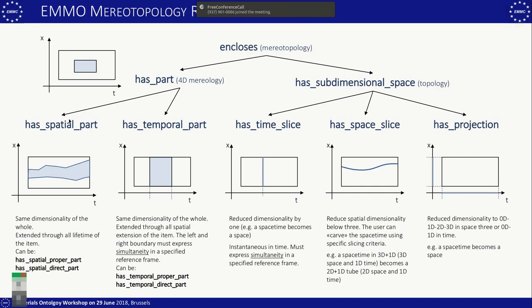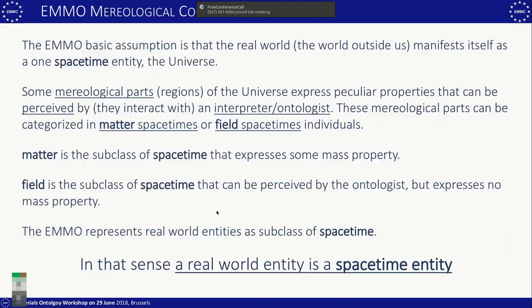So if you have a material, you can only apply mereology and have parts which are materials. But if you apply a slice to a material, you no more have a material, you have a geometrical entity. It seems trivial, but it is not.